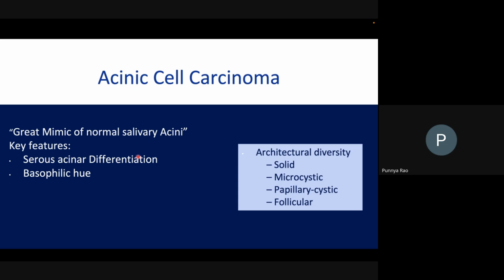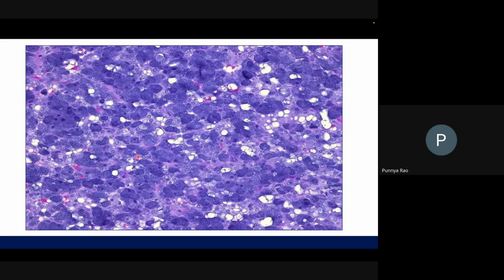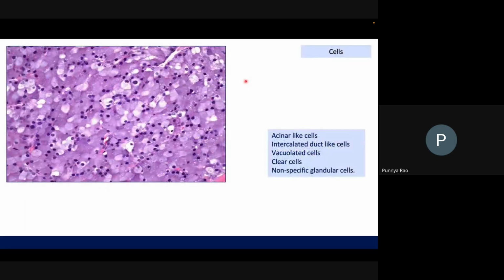It also shows a lot of architectural diversity, and there are variants which are reported. So this is what I was talking about. It appears purple as compared to the blue and pink which you see in most of the other tumors. Here it appears purple because of these acini or acinar cells which appear granular, because of the zymogen granules and abundant mitochondria. So you have different types of cells. These are your acinar-like cells which are most prominent, and that's what you need to look for to give a diagnosis of acinic cell carcinoma.